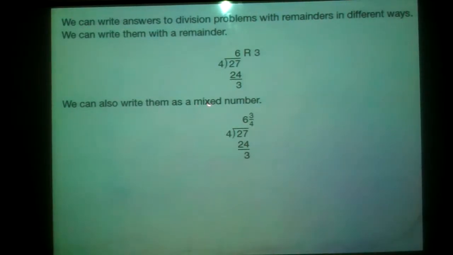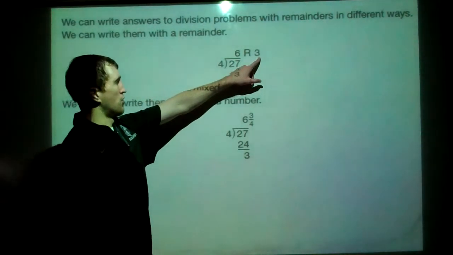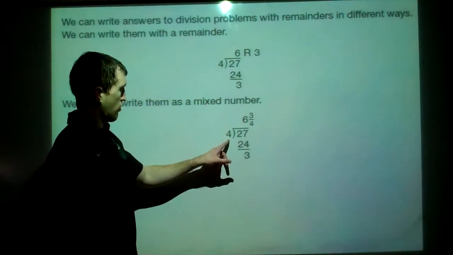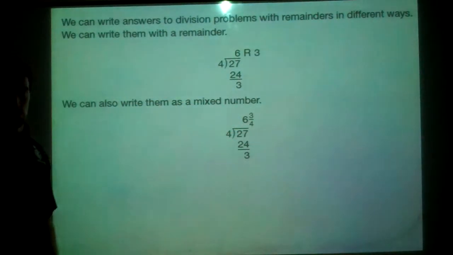We can also write this as a mixed number. Okay, so we just take our remainder and we put it over our divisor. So 6 and 3 over 4, or 6 and 3/4.